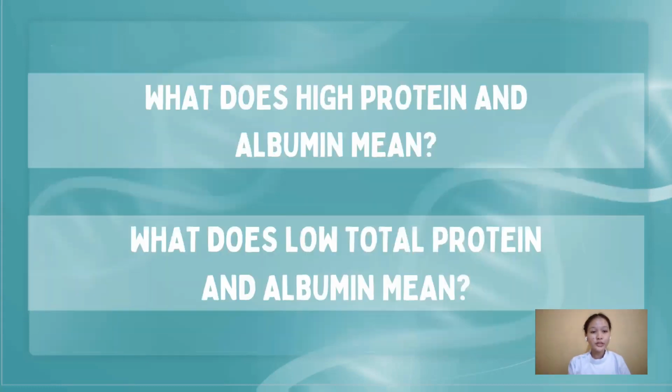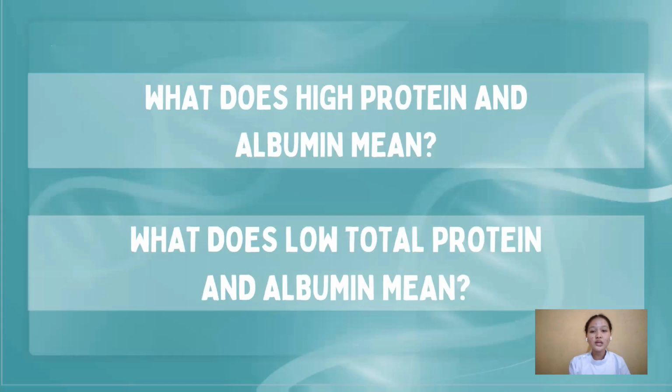What does high protein and albumin mean? Albumin is a protein in your blood plasma. Low albumin levels might be the result of kidney disease, liver disease, inflammation, or infections. High albumin levels are usually the result of dehydration or severe diarrhea.